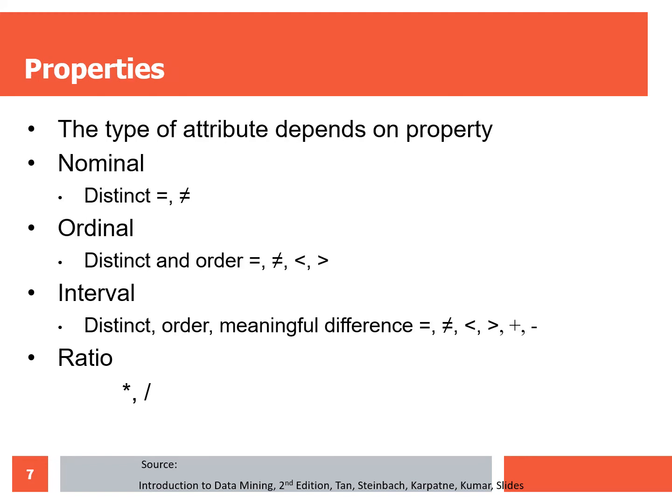So generally, in nominal, you can identify if a category is distinct by equal to or not equal to. In ordinal, distinctness is important, and you are going to check the order, and you can compare with greater than, less than, greater than or equal to, less than or equal to. In interval, distinctness is important, order is important, and meaningful difference of the interval is also important. You should be able to take the difference, so plus and minus operations also come in. In ratio, as the name of the attribute suggests, you can perform multiplication and division operations also.